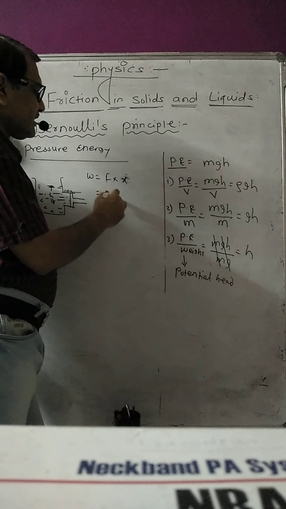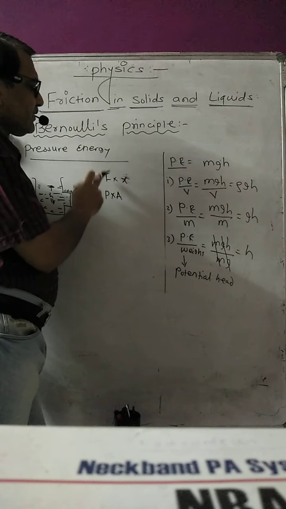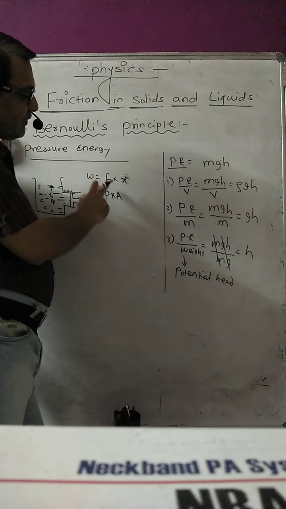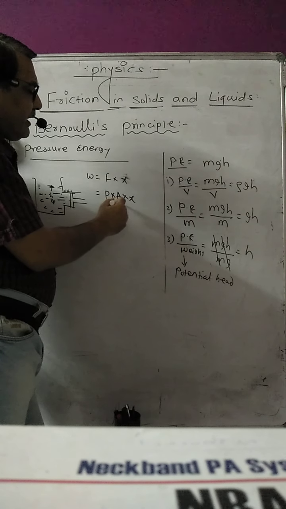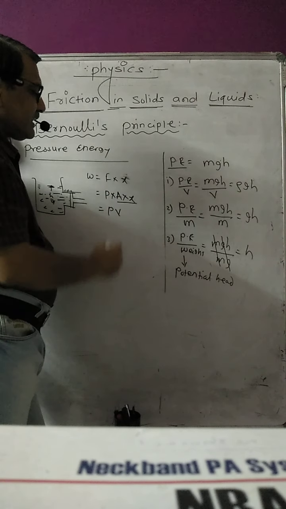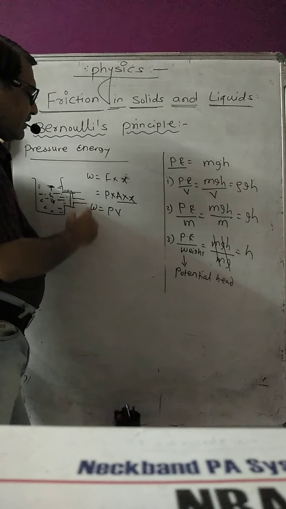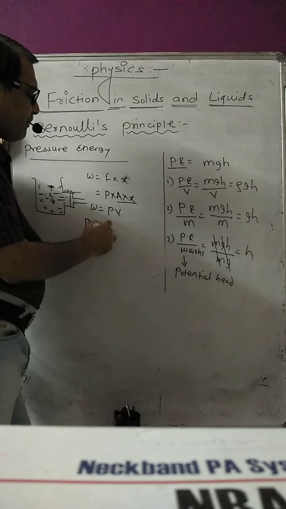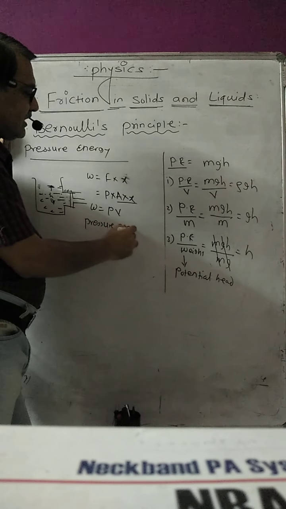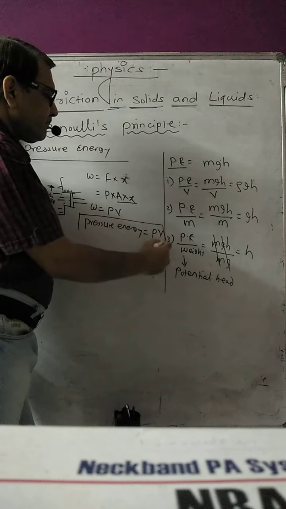Force is equal to pressure into area, because pressure is force per unit area. So the work done is force into displacement, that is pressure into area into displacement. Now area into displacement means volume. So P into V will be the amount of work done, and that work done is stored in the form of pressure energy. Therefore, the pressure energy of the liquid is P into V.